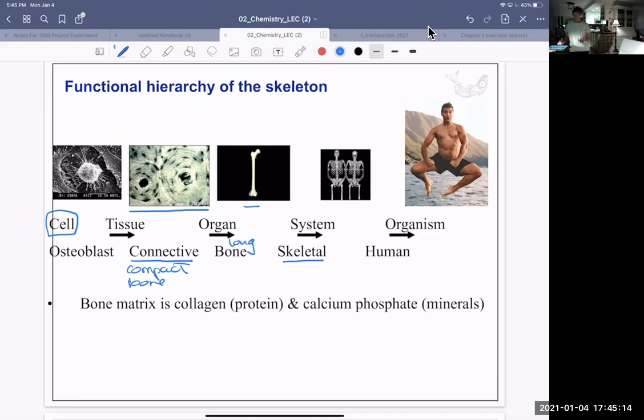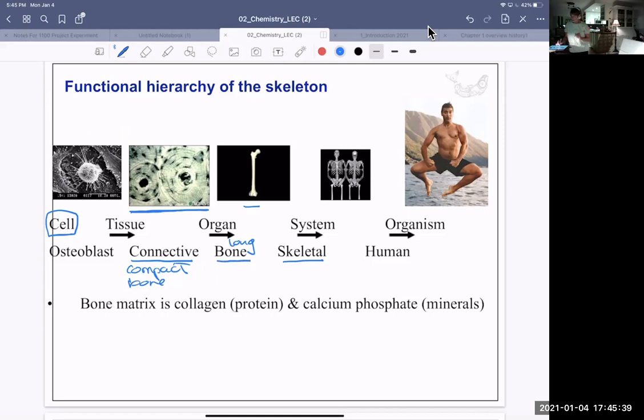what are some of the properties? Well, cells have all the properties of life, but in particular, the property of interest is that they can excrete things. In this case, the cell excretes the mineral material. The compact bone itself, its property is that it is hard. It's not easily broken, although it can be broken.